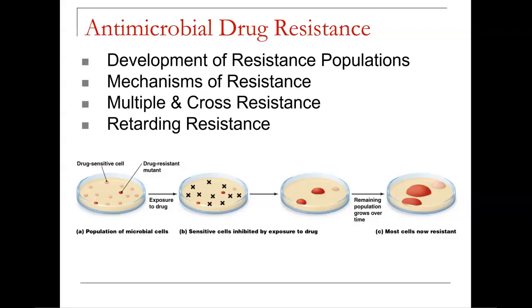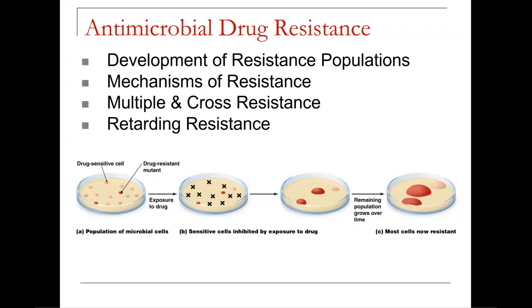So resistant individuals experience exponential growth once non-resistant individuals are inhibited or die. This results from less competition between these individuals. So they basically have a free-for-all because they're not competing against the other microorganisms.